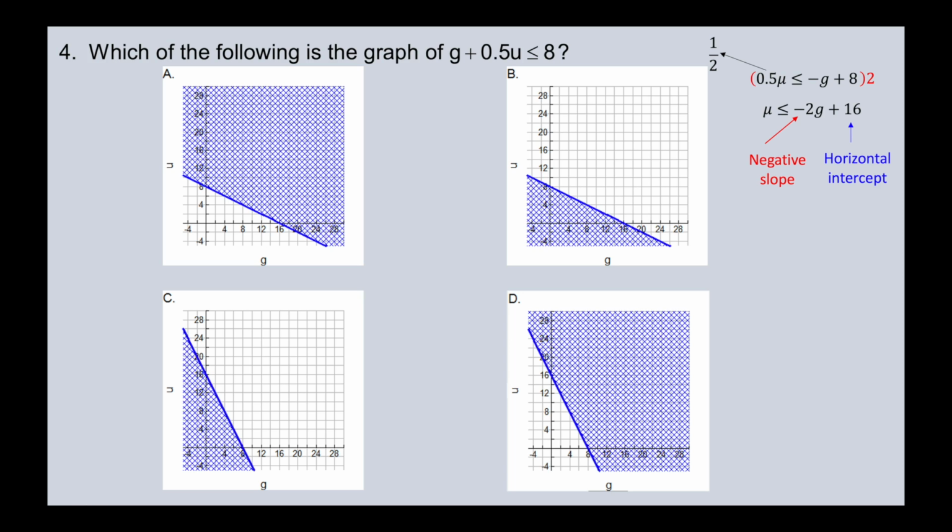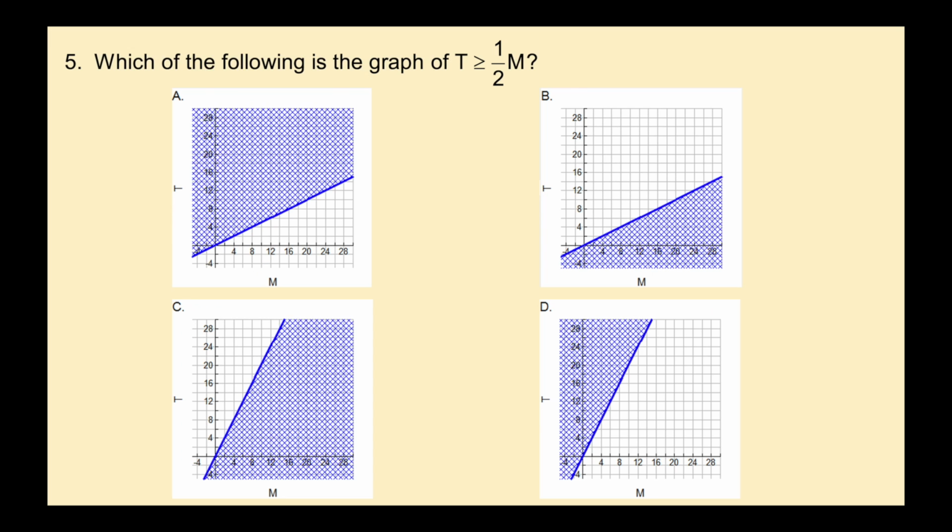But then the 16 is the horizontal intercept. So here I'm looking at the horizontal intercept here is positive 8, so that's going to be out. For B, it's also at 8, so that's out. For C, it does look like it's going to be around 16, and so does D. So between these 2, I want to look at what's different, and that's going to be the shading. Since this one says less than or equal to, again, the shading should be below the line, and that's why this one is going to have to be C.